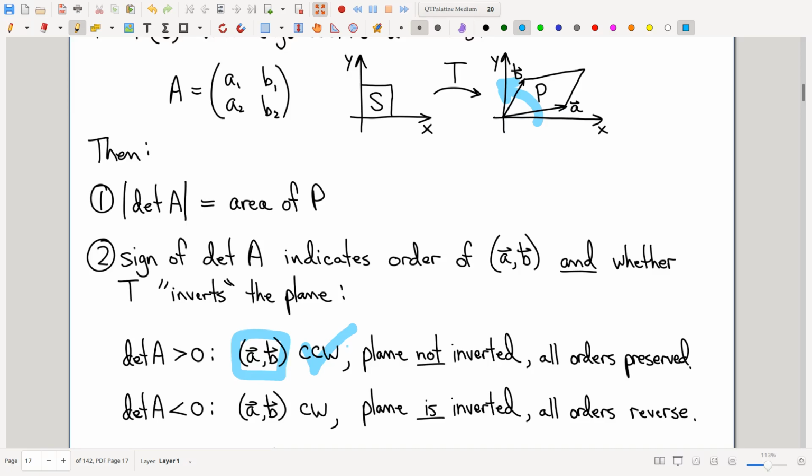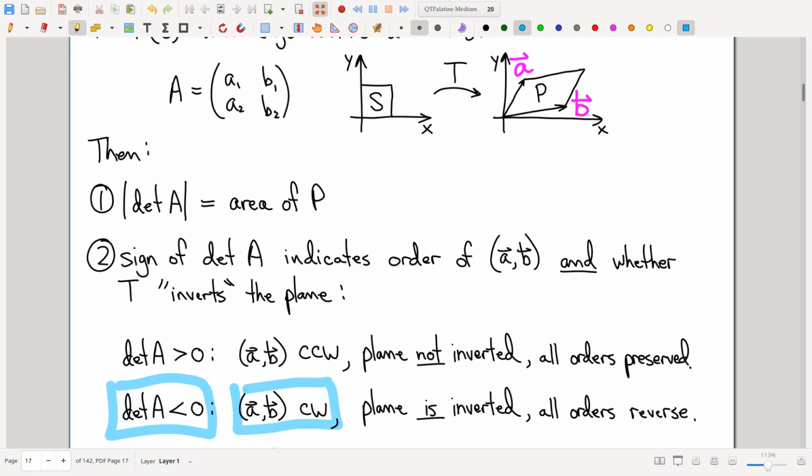Okay, now let's talk about a negative determinant. What would that look like? And I'm going to have to adjust my picture. My picture doesn't work. I'm going to scratch that out and that out. So the negative determinant would look like, I'll go ahead and make this purple, if A were that vector and B were that vector. In particular, then, that means that AB is clockwise. So this is what the picture would look like if the determinant were negative.